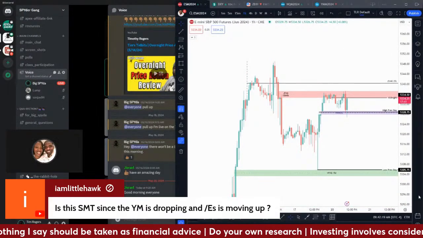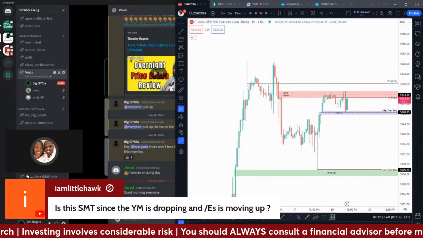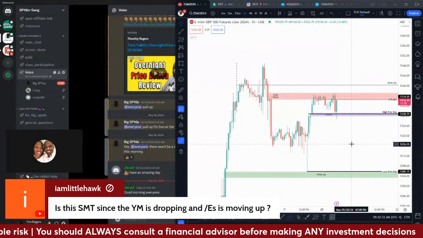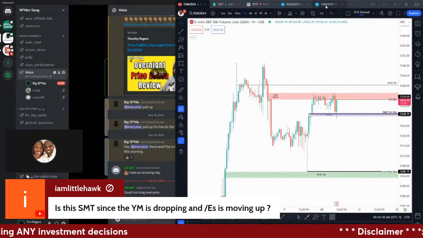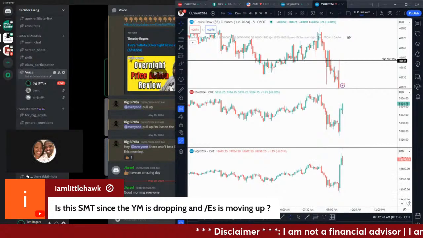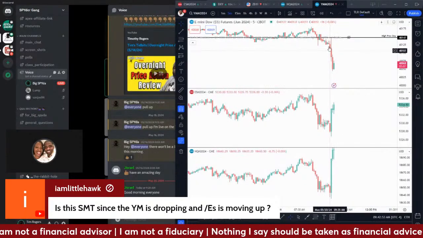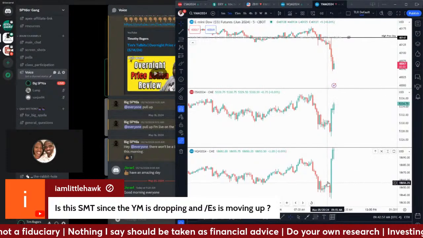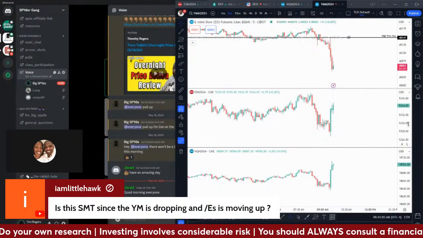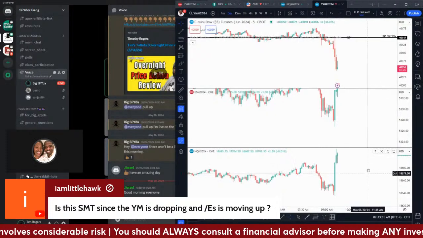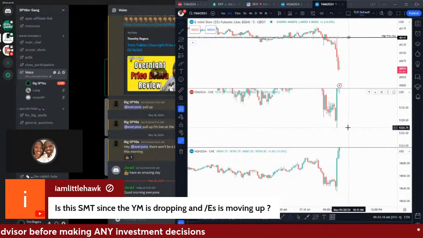Is this SMT since YM is dropping and ES moves? SMT is divergence. You look for SMT at significant lows and highs. At a significant high and low is when you look for the SMT. But when they're just moving in different directions, it's simply divergence, right? See how we got divergence here, like the YM is dropping, the ES is pushing up, the NQ is pushing up. That's divergence. They're not moving in sync. SMT is like SMT divergence, but you want to look for that at anticipatory reactionary points.